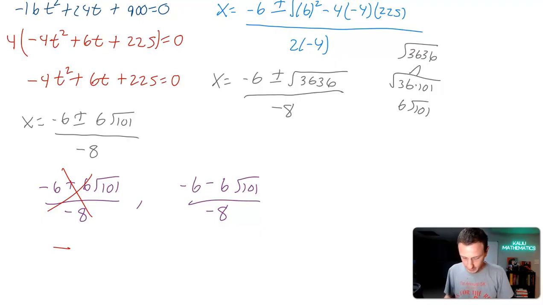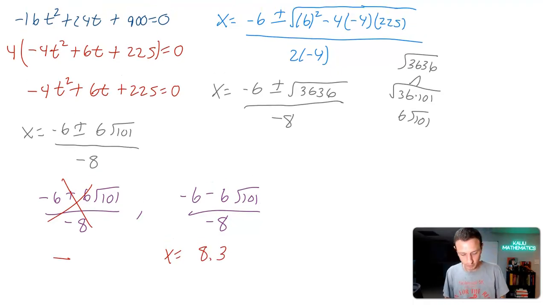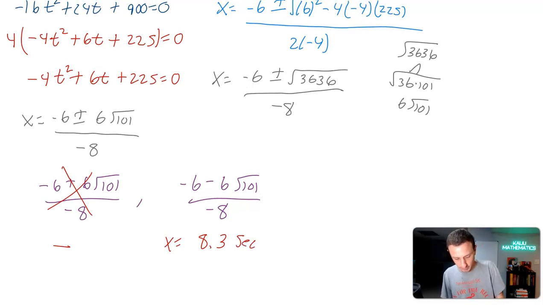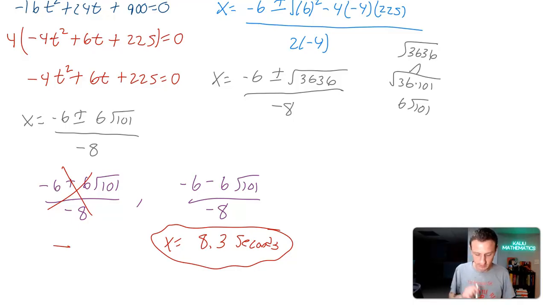Negative 6 minus 6 square root 101, which is a negative 66.3, but I'm dividing by a negative 8. So I get a positive 8.3. So how long will it take to hit the ground? 8.3 seconds. Good applications to the quadratic formula.